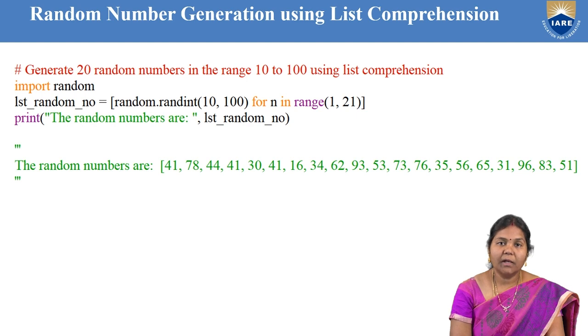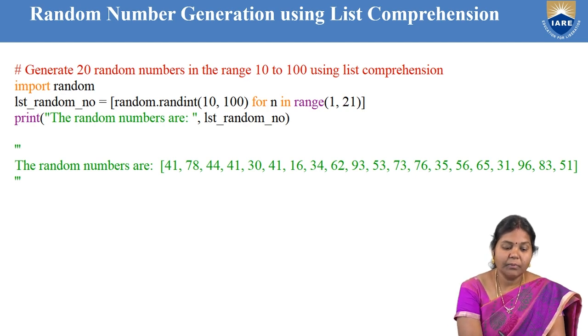Now, suppose I want to generate some random numbers using list comprehension. How to do it? You know that for generating random integers, randint is a built-in method available in the random module. Let us see how to apply that and create a list of random integers within a particular range. Suppose I want to generate 20 random numbers in the range of 10 to 100 using list comprehension. This is the problem statement.